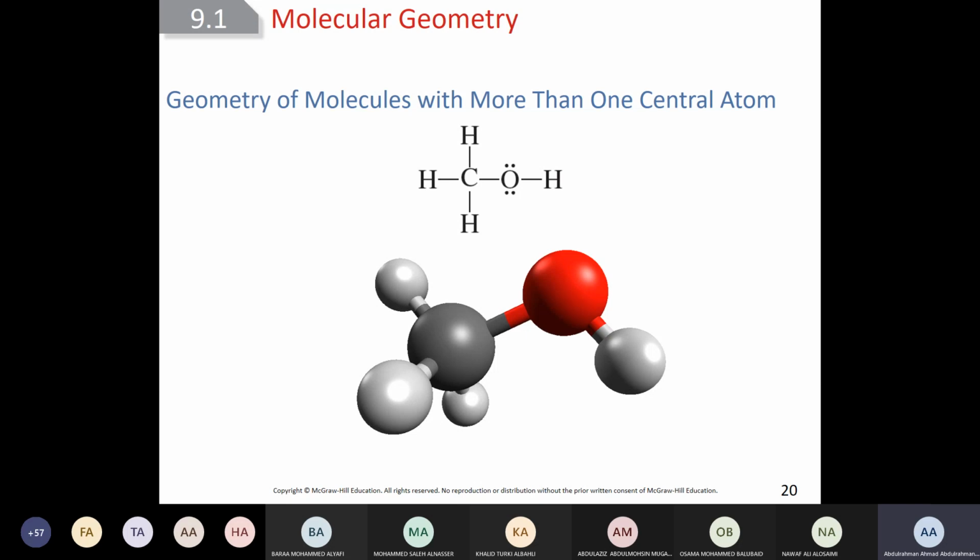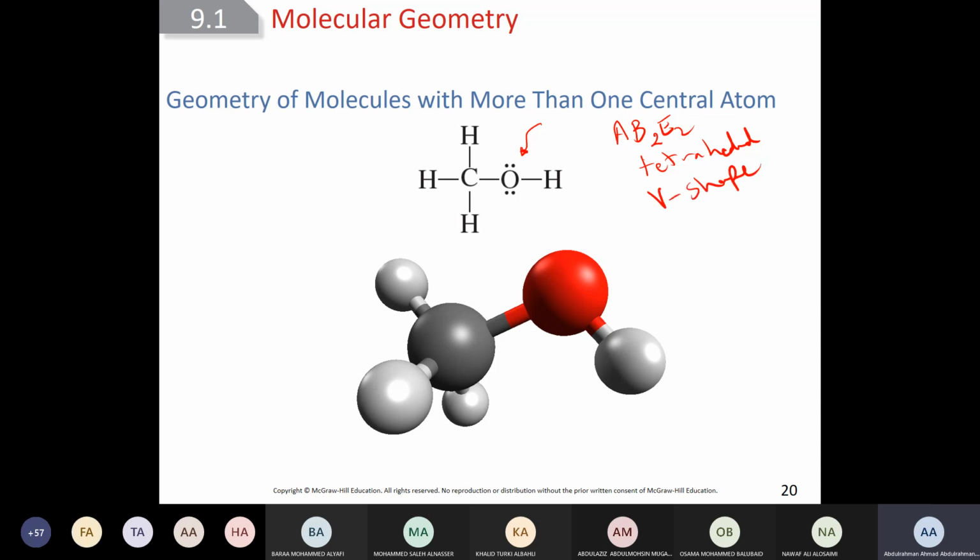Okay, very good. Next, what's the shape around the oxygen? What's the electron domain of oxygen? AB2, E2. What's the electron domain shape? Tetrahedral. But what are we going to see? The molecular shape. V shape. Tetrahedral is the electron domain, but we're going to see V shape.